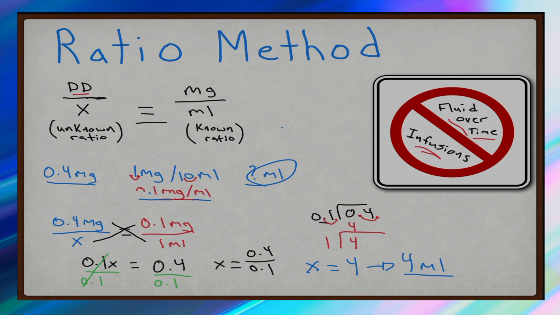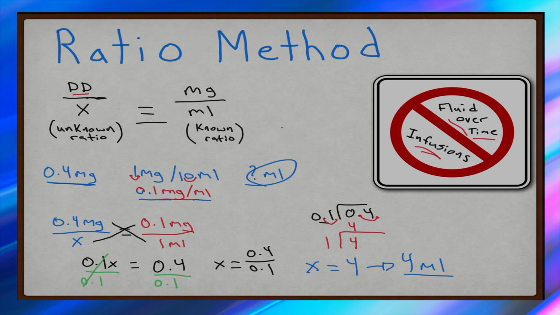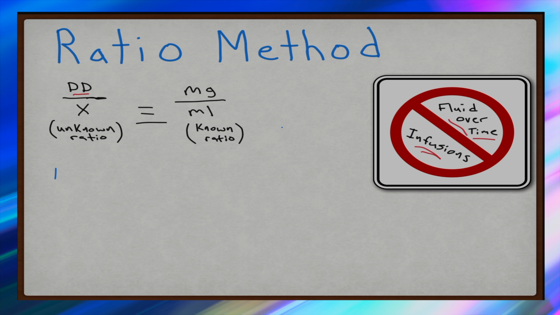A problem like this, you can also just use basic reasoning to find the answer and avoid having to do any of this math. If I know that there's 0.1 milligrams in 1 milliliter, then if I need to give 0.4 milligrams, I'm going to draw up 4 milliliters. Let's look at another one. Say we need to give a patient 15 milligrams of a drug.